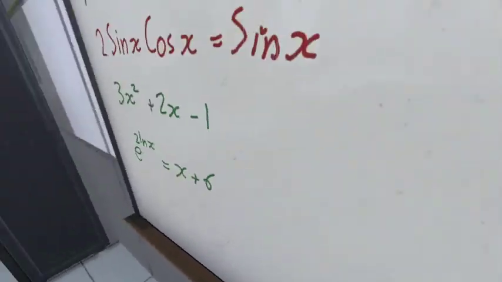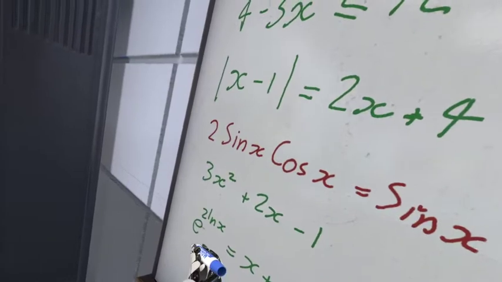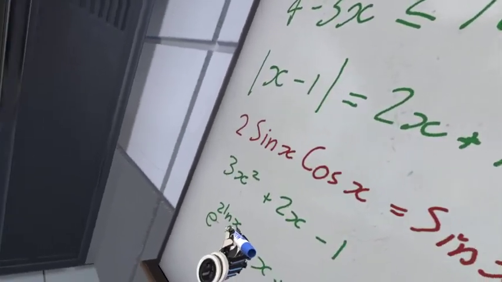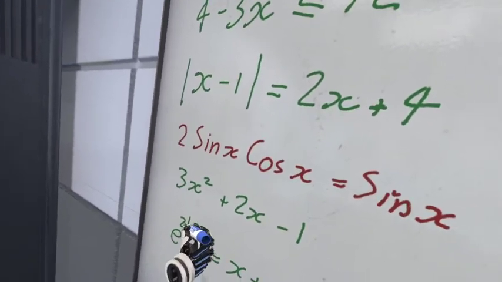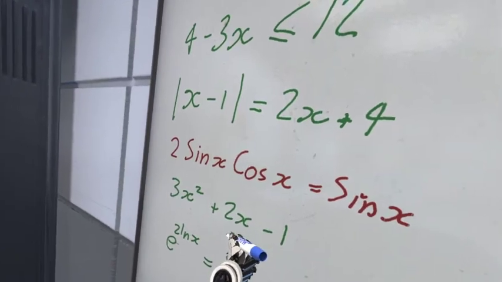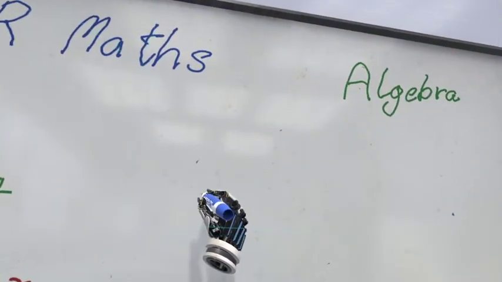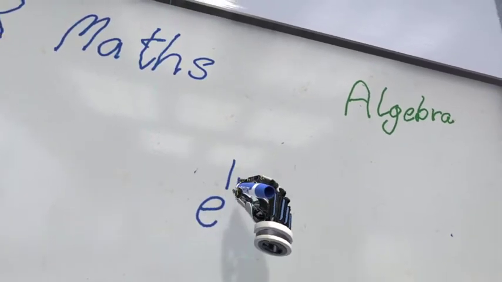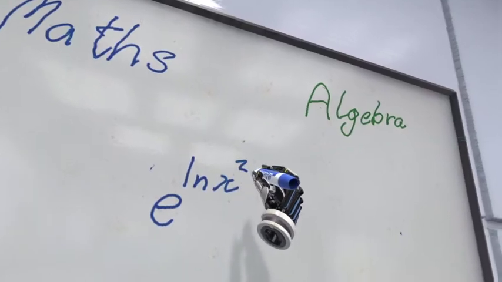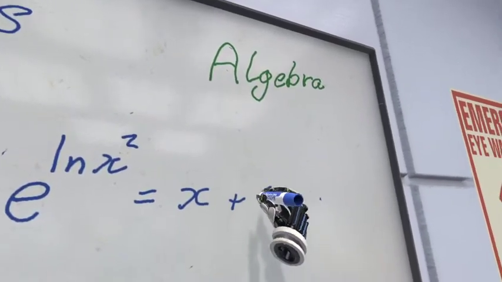The last one I picked up is using logs. So you've got e to the 2 ln x equals x plus 6. Here you have to use a log rule or an e rule to start it off, but then it becomes basically the same as that. It's just a quadratic equation. So here your first step would be to go e to the ln x squared equals x plus 6.